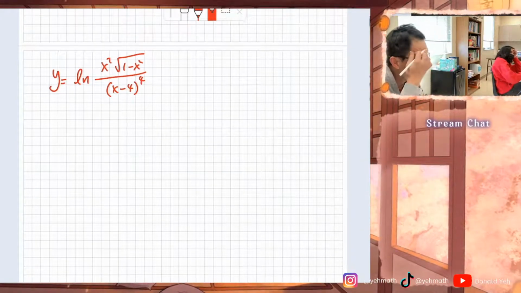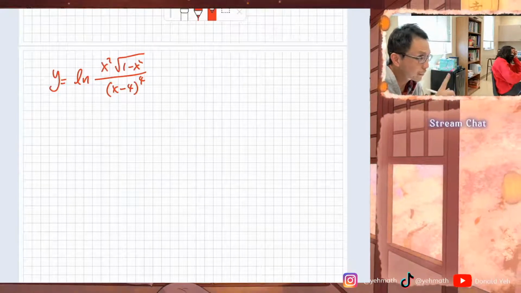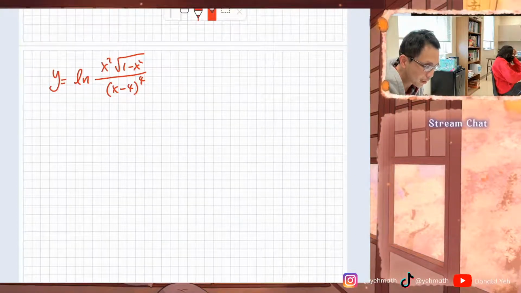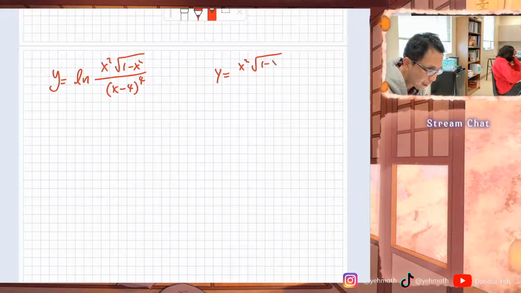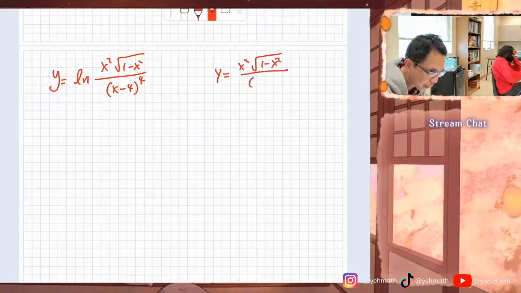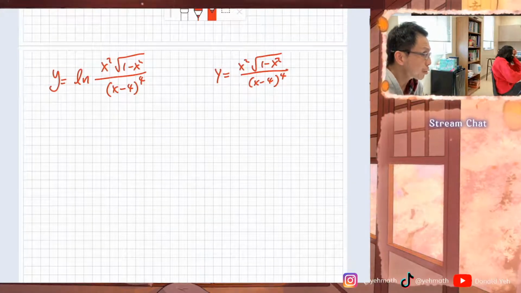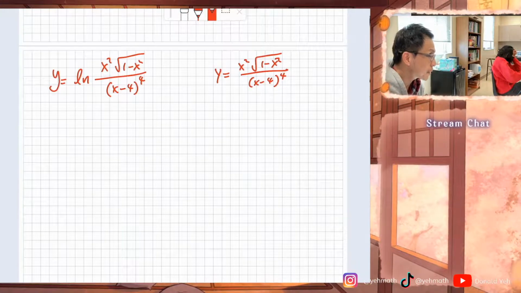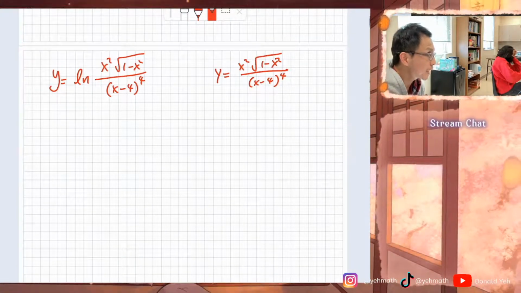So, today's question is much the same. There's only one step difference. There is a minor difference between the two questions. Today's question is y equal to x squared square root of 1 minus x squared over x minus 4 to the 4th. Today I don't have a natural log. And guess what people are going to do? Quotient rule.